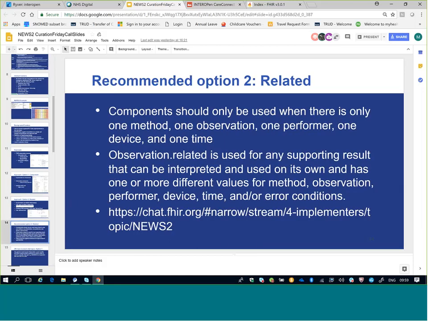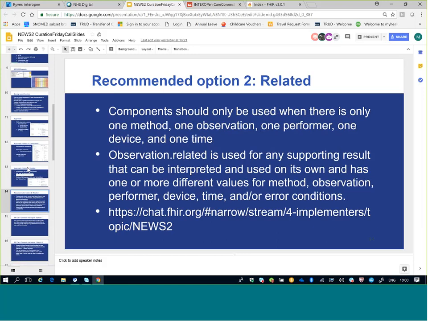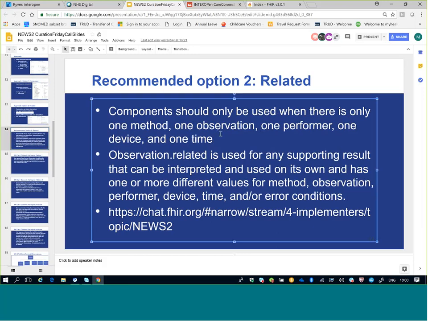So the recommended option is 2, related, and I think the reason for that is the component, according to the FHIR International, should be only used when there's one method, one observation, one performer, one device at one time. So the only thing I can think which fits this definition is blood pressure, where you have systolic and diastolic blood pressure, and then you will use a component, because systolic and diastolic is done by one performer at one time, it would be good to use that.